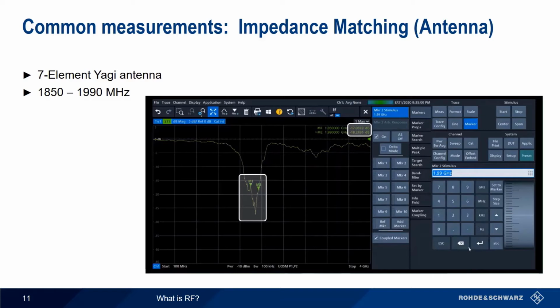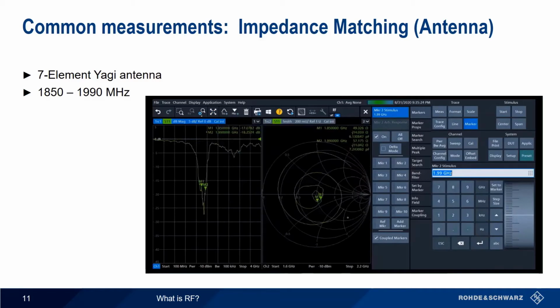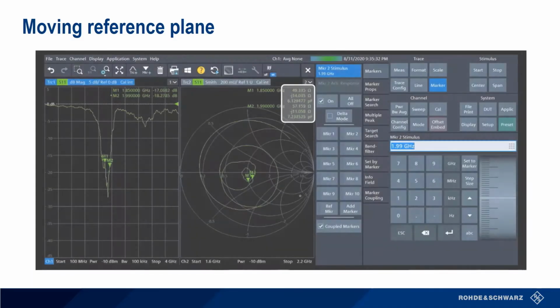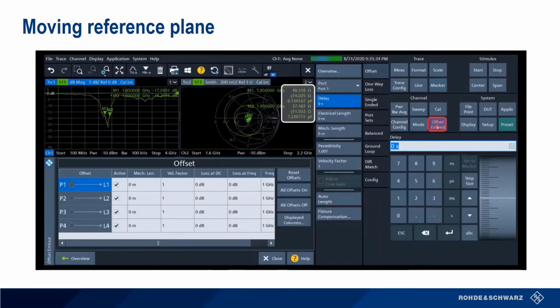But the return loss is purely a magnitude measurement. Sometimes phase information is desired as well. A good example is the Smith chart, which shows both amplitude and phase of reflections. A VNA allows you to electrically move the measurement plane to the antenna-driven element, which changes the resulting impedance. Here we use the offset embed function to accomplish this, and you can see how it impacts the impedance at the markers.